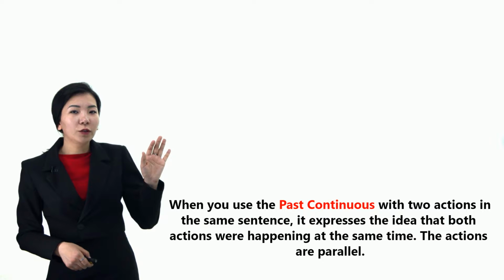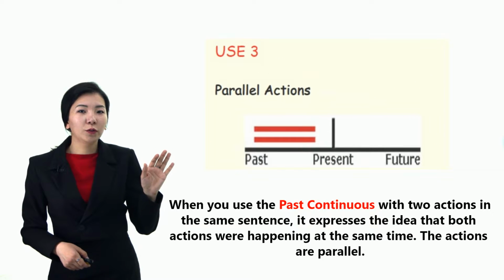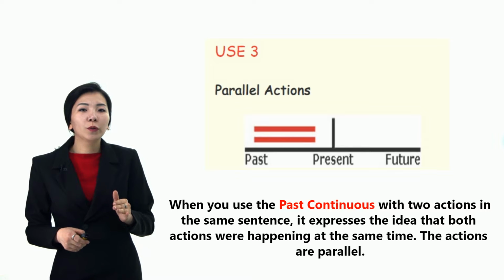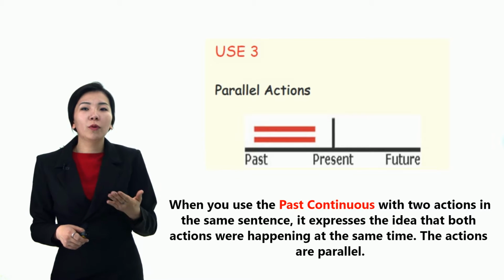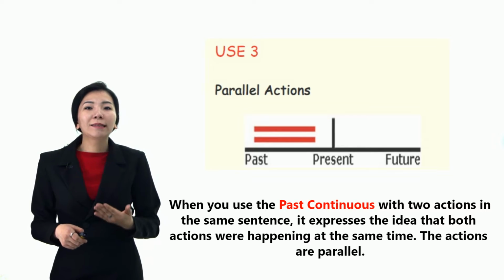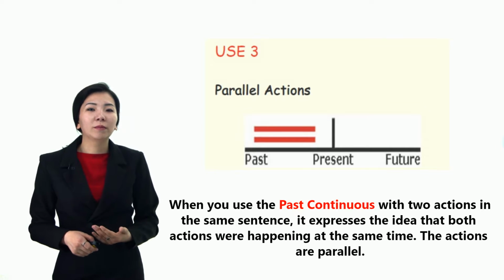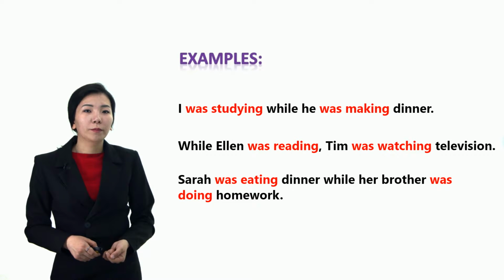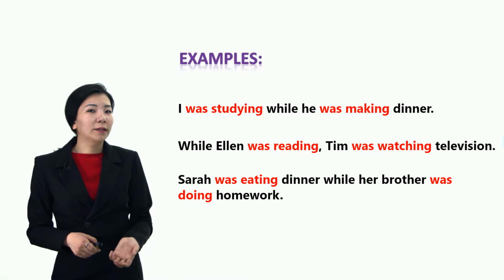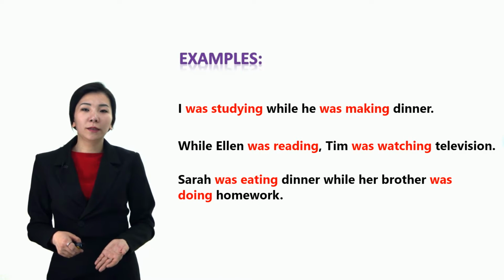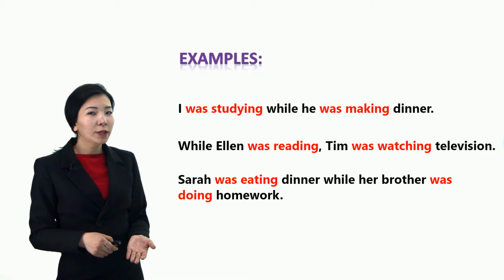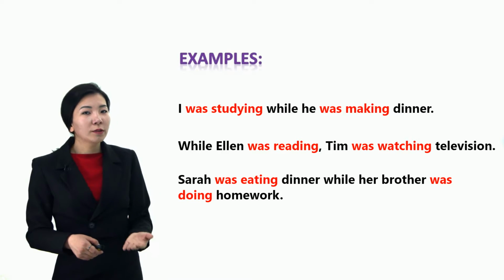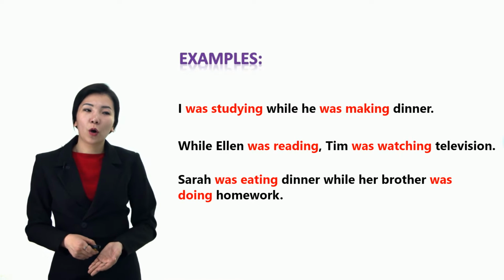Okay, the third use of the past continuous refers to parallel actions. It is when we use the past continuous to describe two actions happening in the same sentence and at the same time. For example, I was studying while he was making dinner. While Ellen was reading, Tim was watching television. Sarah was eating dinner while her brother was doing homework.